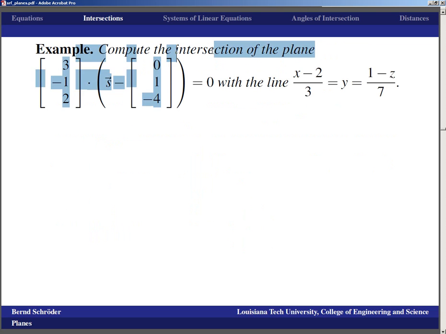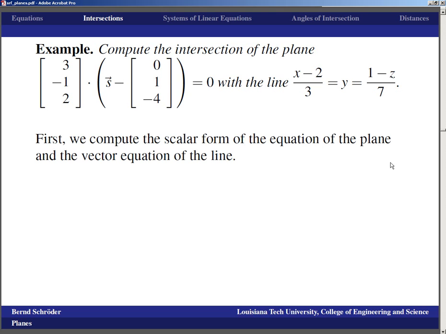Okay, so let's compute the intersection of the plane that is given in the vector equation as 3, negative 1, 2, dot point on the plane minus 0, 1, negative 4 equals 0, with the line that is given in symmetric equations, x minus 2 over 3 equals y equals 1 minus z over 7. And the first thing we really need to do is compute the right equations of those things.